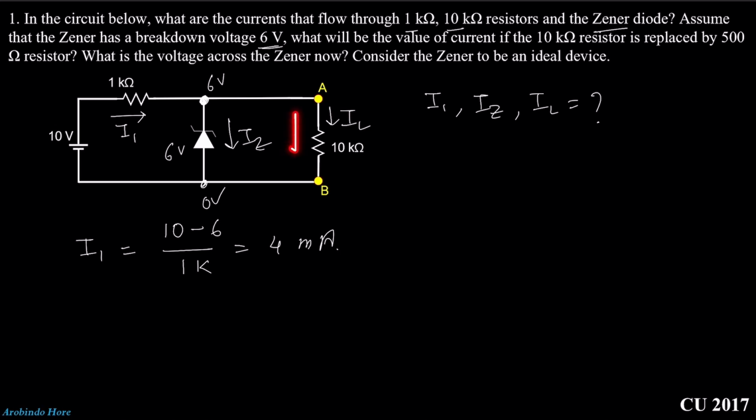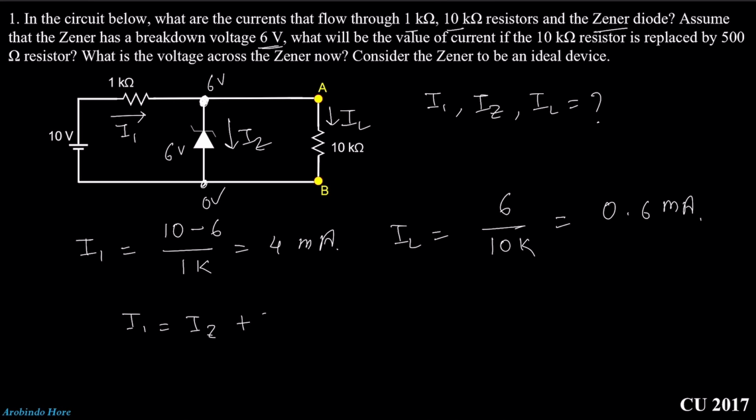That means how much current will flow? Then we can write IL will be 6 divided by 10k, that means 0.6 milliampere. If we apply KCL at this point, we can write I1 equal to IZ plus IL. From here, IZ will be 3.4 milliampere. Very easy. It's much easier than a normal circuit theory problem or the transistor problem. Now go to the next step.